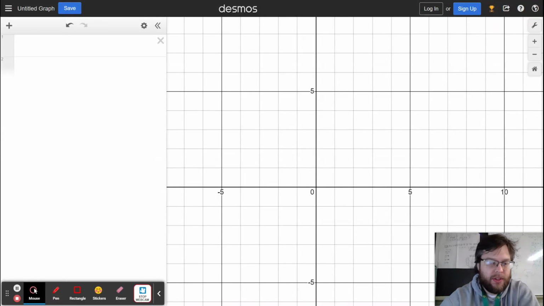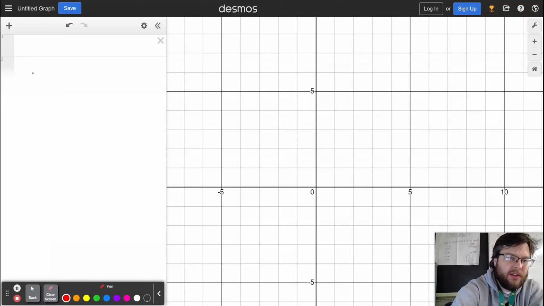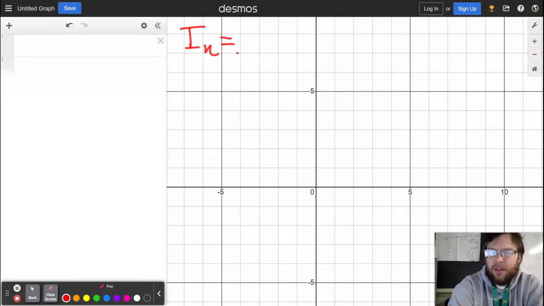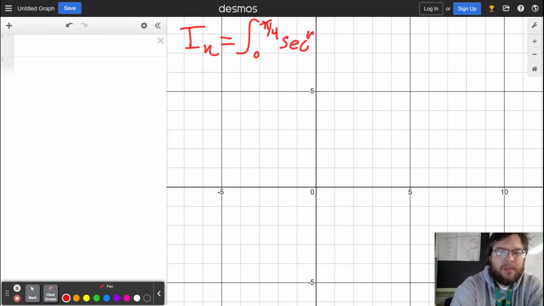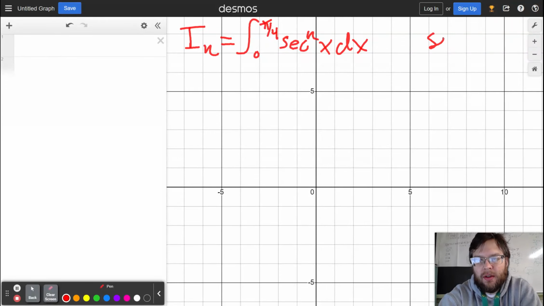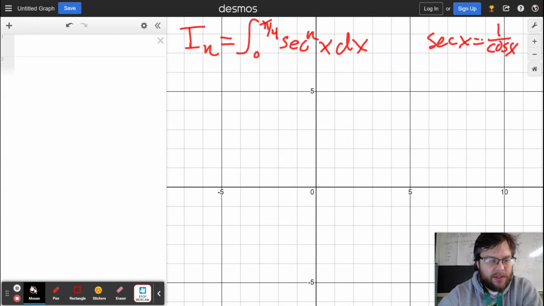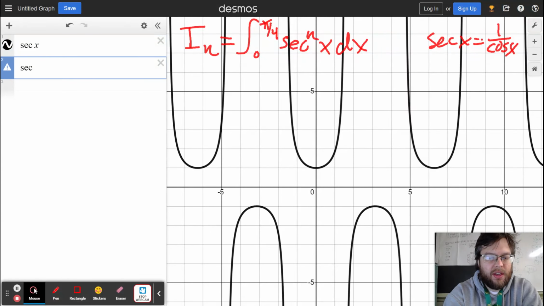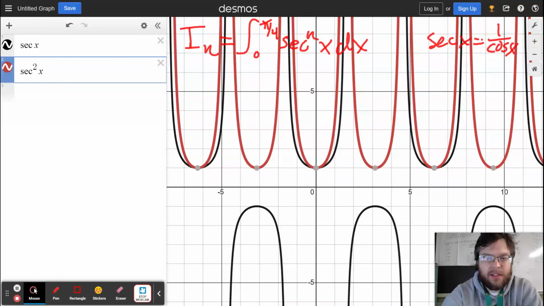So what we're going to do here is we're going to actually consider integrals that look like this, where you have the integral from 0 to pi over 4 of the nth power of secant. Okay, and just as a reminder, secant is the reciprocal of cosine. It's not inverse cosine. Some of you got that mixed up, but it's the reciprocal of cosine. So our functions look like this, for example. There's secant of x. There's secant squared x.